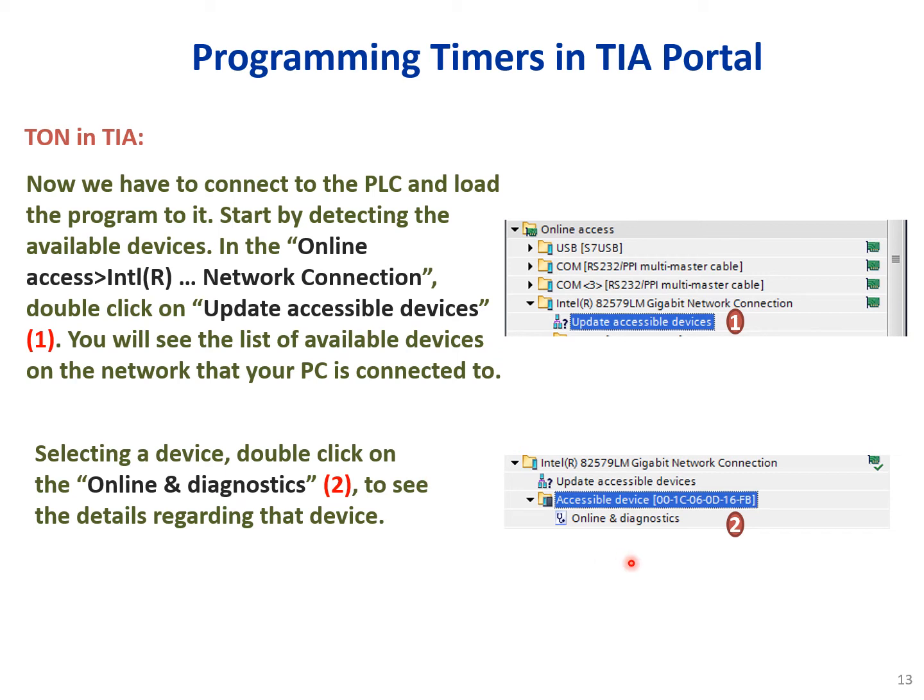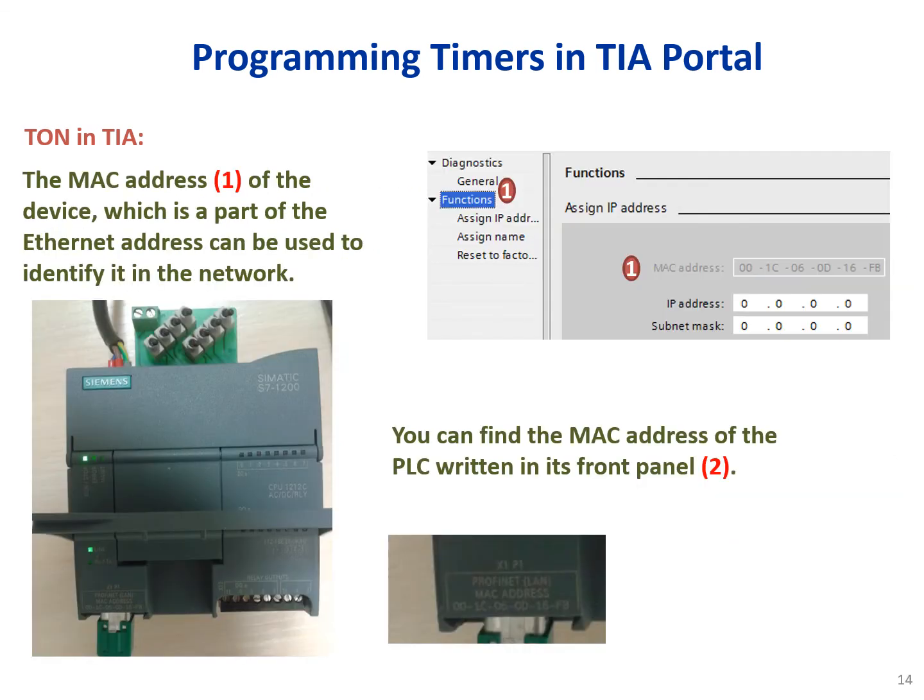Selecting a device. Okay, so you will see the device, select the device, double click on online and diagnostics to see the details regarding the device. Okay, so this is the device and this is the online and diagnostics tab. The MAC address of the device, which is a part of the Ethernet address, can be used to identify it in the network. Okay, so the MAC address is this one. Under diagnostics and functions, you see the MAC address.